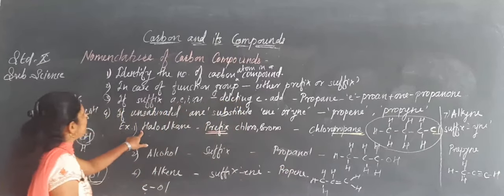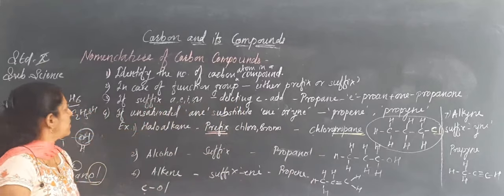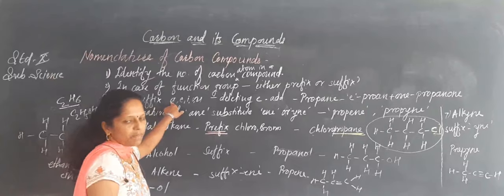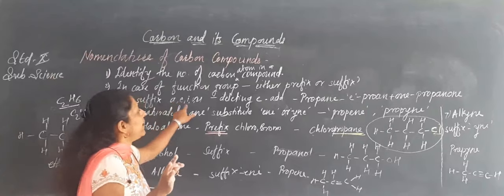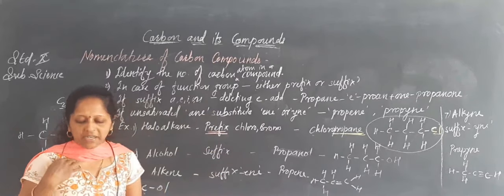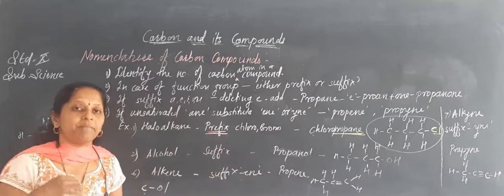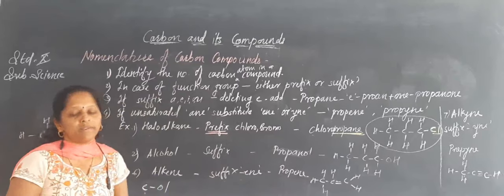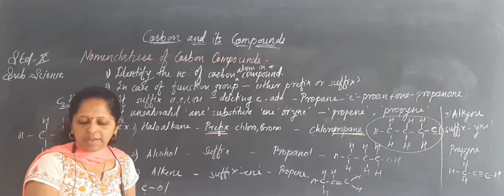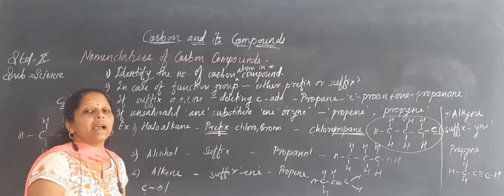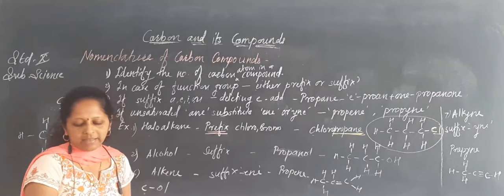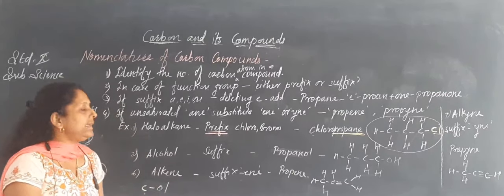So this is about the case of a functional group as either prefix or suffix. The third one is suffix. Suffix means at the end. If the name of the functional group is to be given as a suffix, add the suffix of the functional group. If it begins with a vowel, A, E, I, O, U, then the name of the carbon compound is modified by deleting that.